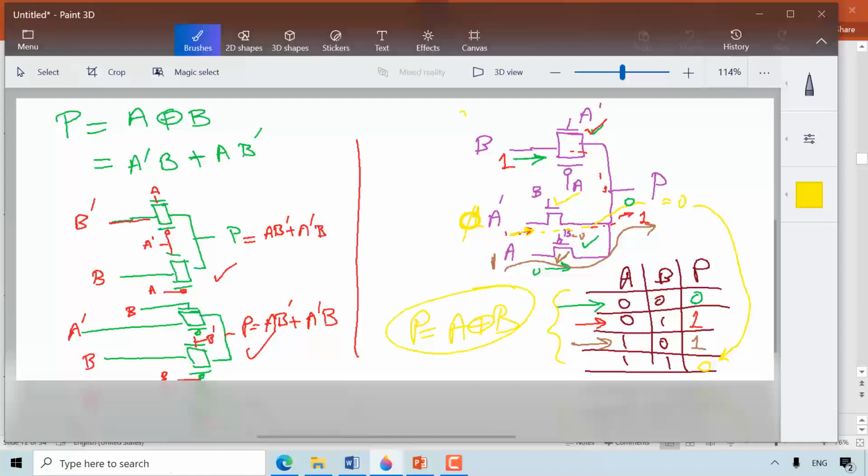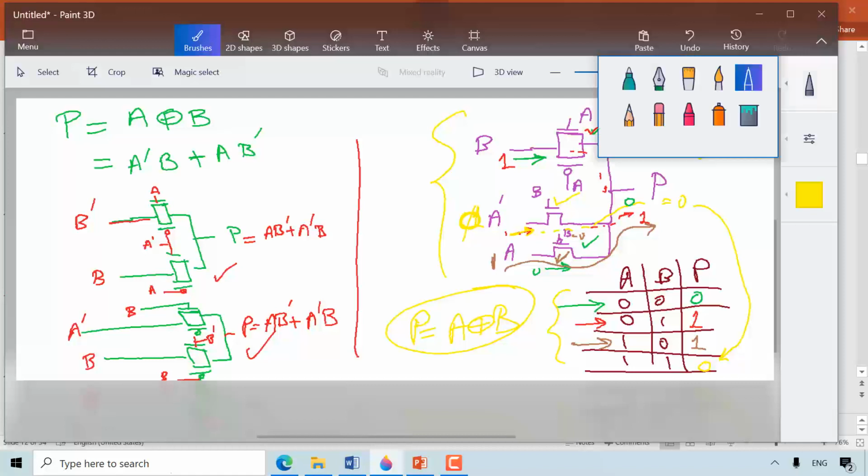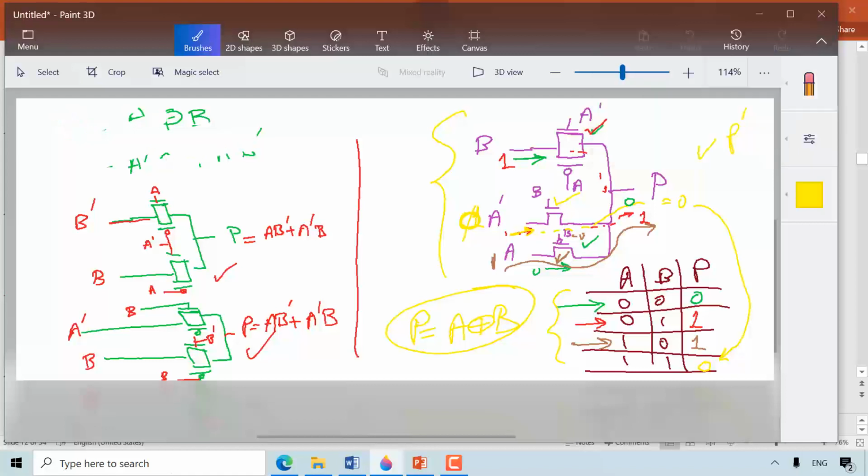So this combination of multiplexing is used in notes, and it's used to generate P, and it is very easy to generate the P prime as well. Now the question is, why do I need the P prime? The answer is we need the P prime because once I generate the P and the P prime, it's easy to generate the XOR.